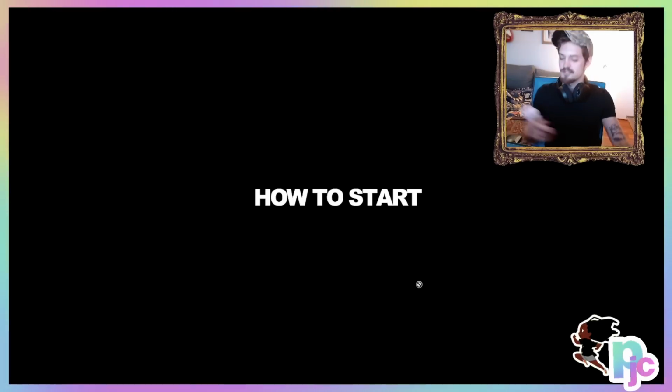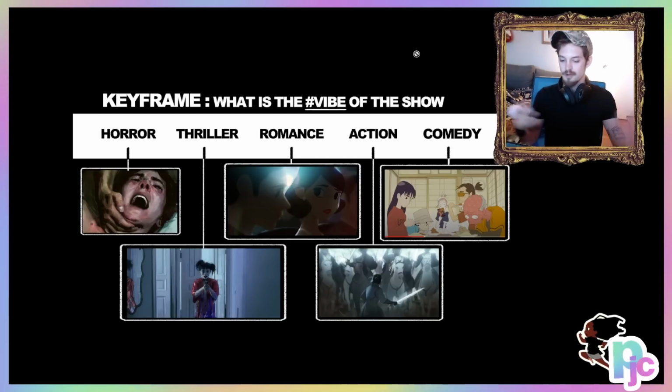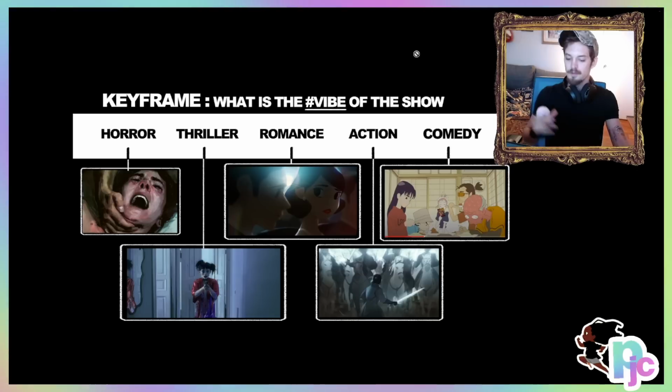But how do you even start this process? I'm going to walk you through it. It's real simple. The very first thing you need to figure out is the hashtag vibe of the show, the film or the project that you're working on. In other words, it's called the genre. You got some horror, thriller, romance, action, comedy. You choose. But the main thing that I see students doing wrong is they jump into a project and they don't even know what the genre is.